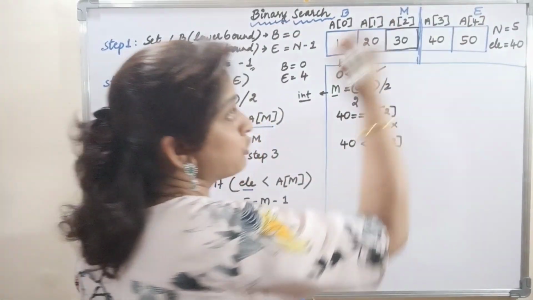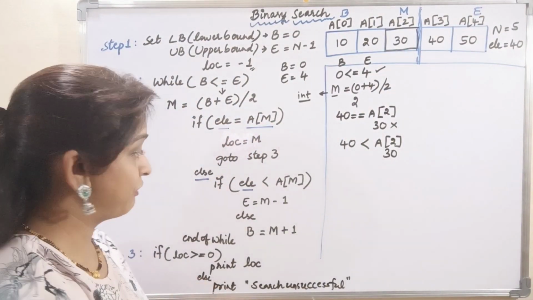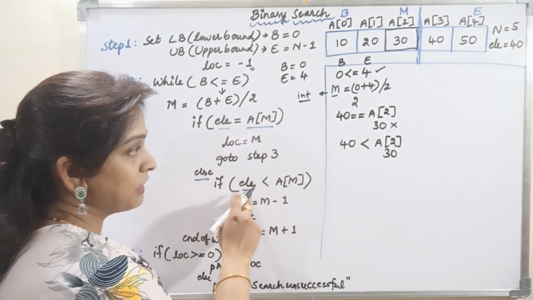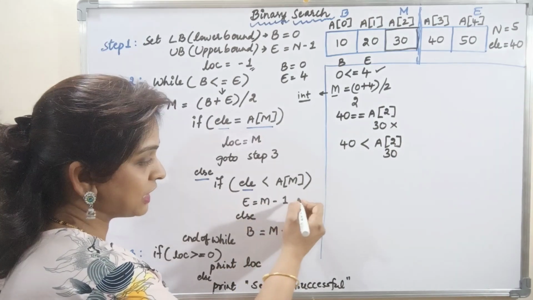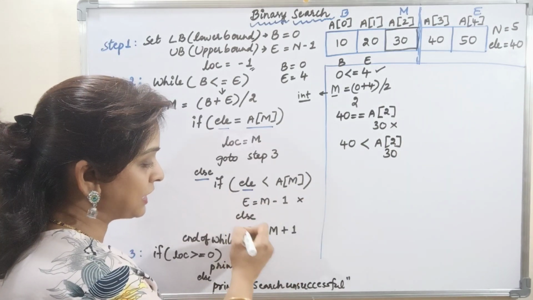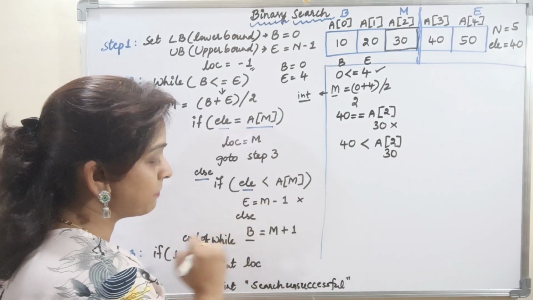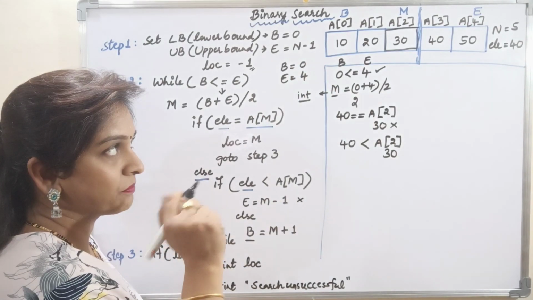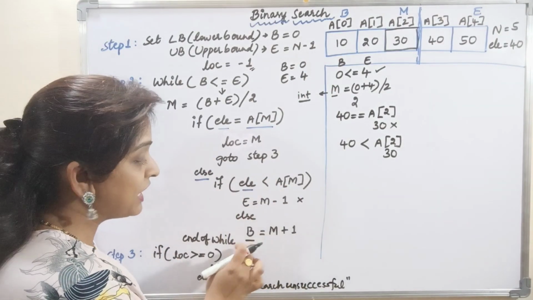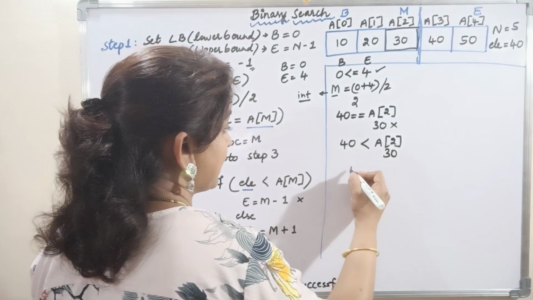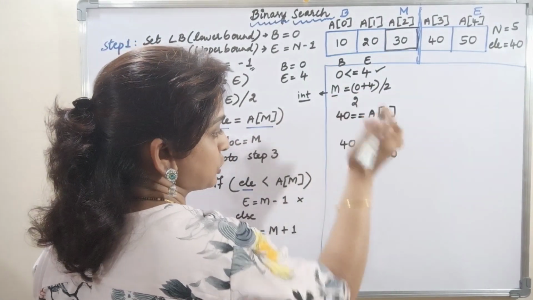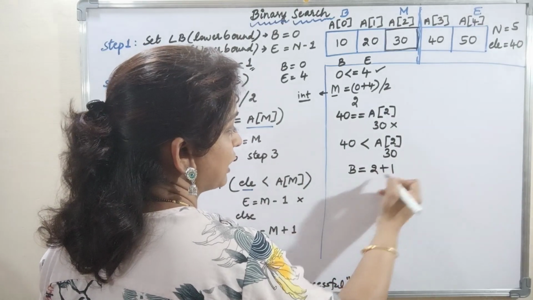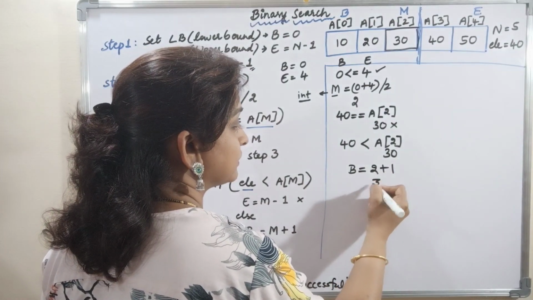The beginning I have to bring here. So what will I do? Search element 40 less than 30, condition not satisfied, the immediate statement will not be executed. Come to the else part. I need to change the beginning. Ending remains the same. Ending will be 4 only. Beginning I need to change. I say beginning equal to mid plus 1. What is mid? It is 2. 2 plus 1, which is 3.